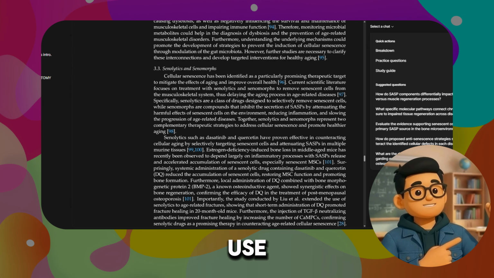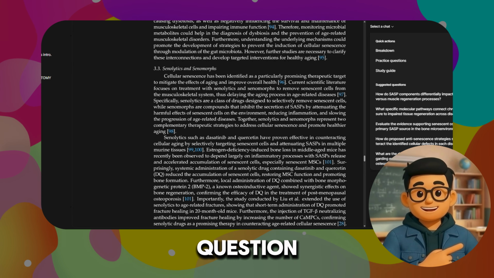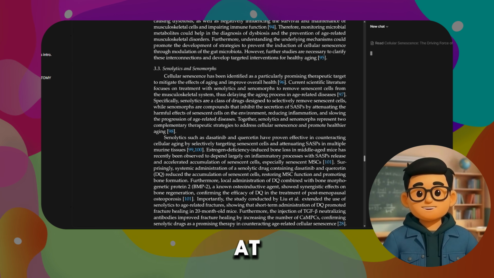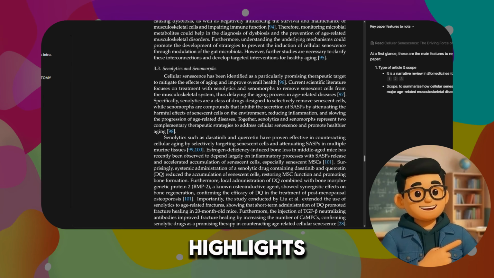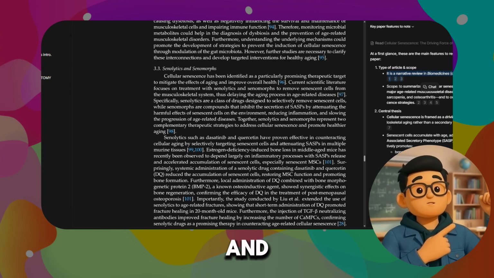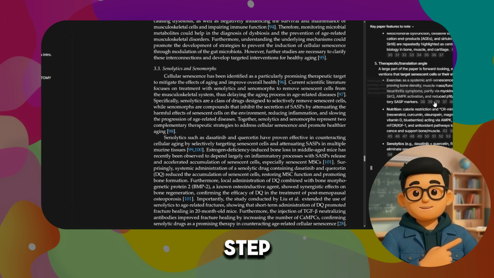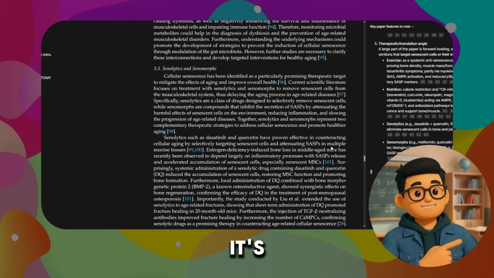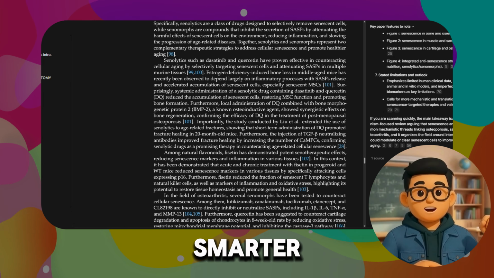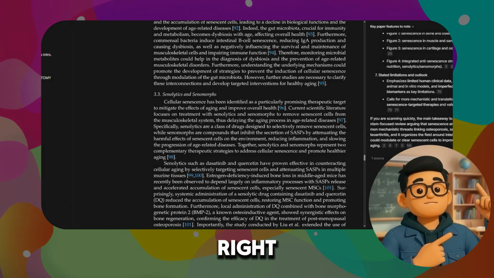At this point, I use the AI tool and ask a simple question about the key features I should notice at first glance. The answer highlights important themes, context, and research details that I might have missed during a quick skim. This step isn't about deep analysis. It's about setting yourself up to read smarter, with clarity and direction, right from the start.